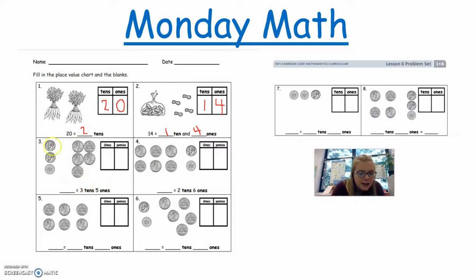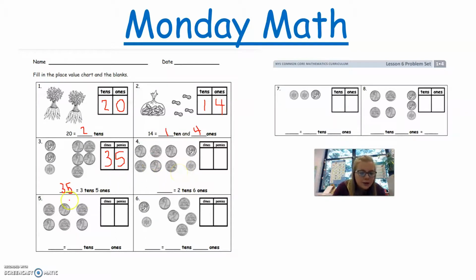Alright, right here, I see I have 3 dimes, and I have 1, 2, 3, 4, 5 pennies. So what's my number? How many do I have altogether? 35, right? And I can check it. 10, 20, 30, 31, 32, 33, 34, 35. So right here I have to write a 35. And 35 is equal, and they already wrote this part for me, to 3 groups of 10 and 5 ones. Alright, you're going to do this one the same way.